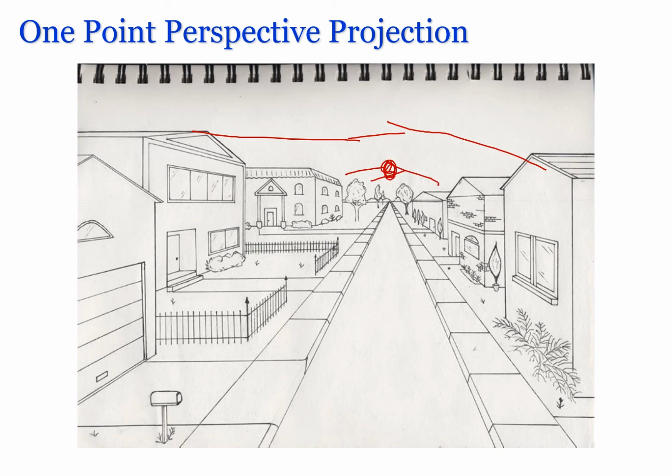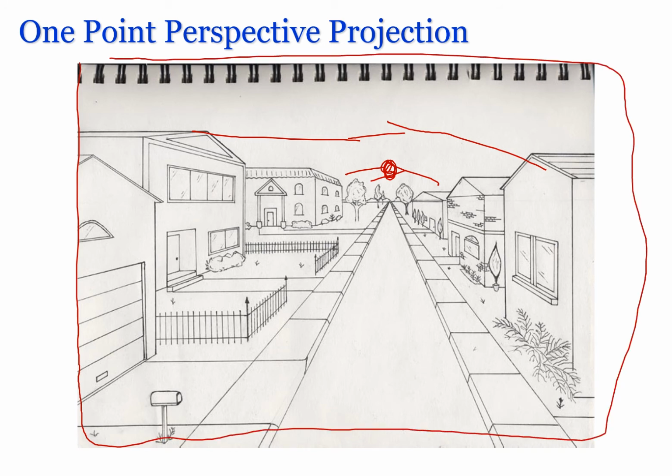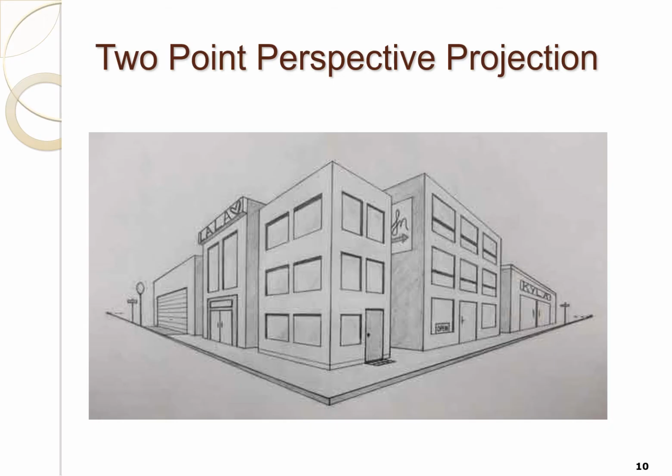It is converging at a single point right here, and this overall plane is parallel to the plane of projection. So this is an example of 1 point perspective projection. Then in 2 point perspective projection, we saw that the image is converging at 2 points. One convergence point is right here, the other convergence point is right here, and there is an edge, this edge right here, that is parallel to the plane of projection.